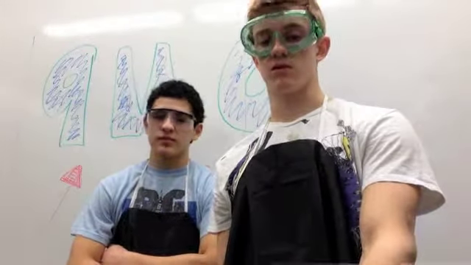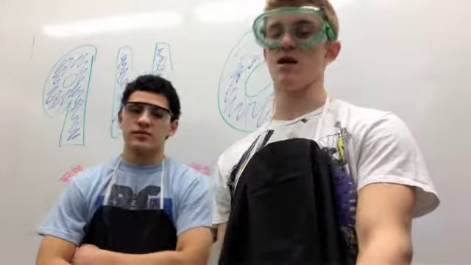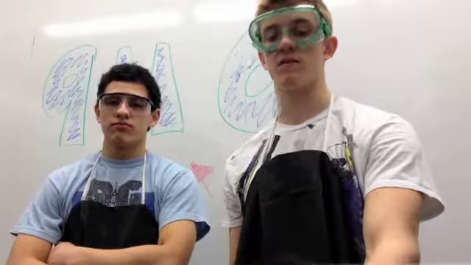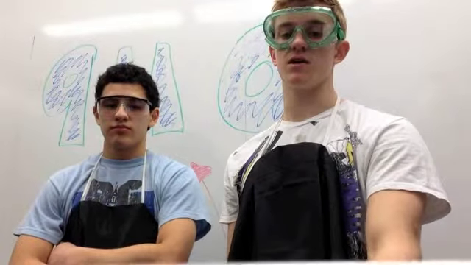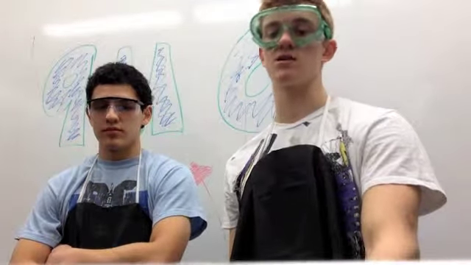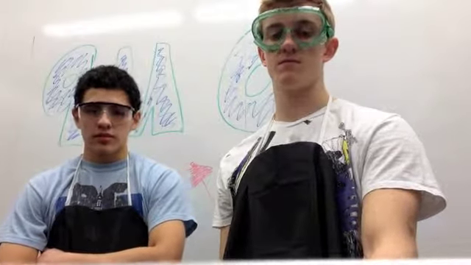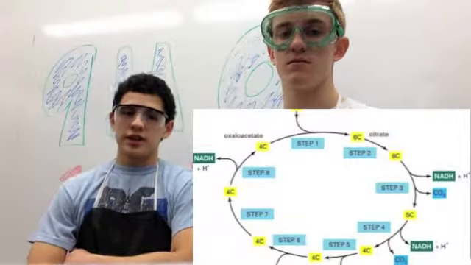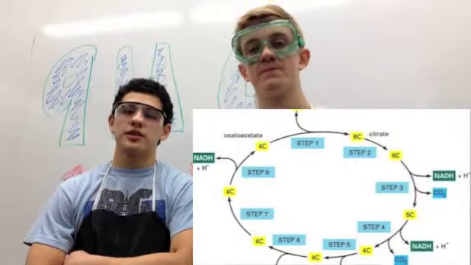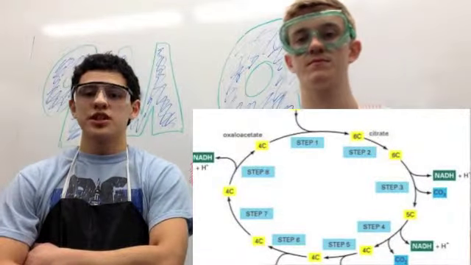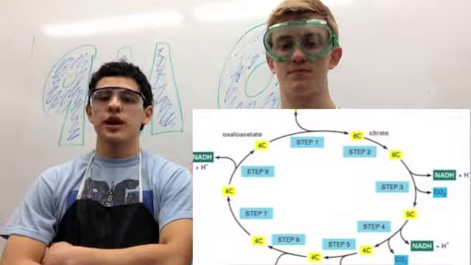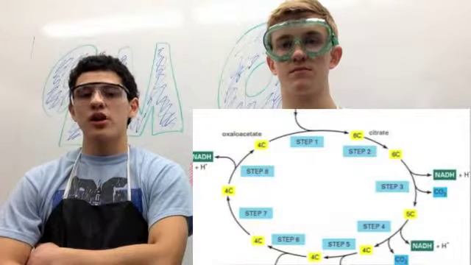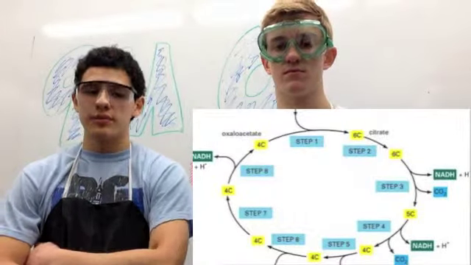The pyruvate molecules then are broken down in the citric acid cycle, which can also be named the Krebs cycle because of its discoverer, Hans Krebs. This takes place in the matrix or cytocell of the mitochondria. Now in the citric acid cycle, a pyruvate molecule is broken down and combined with coenzyme A, releasing carbon dioxide and converting NAD plus to NADH to create a 2-carbon sugar called acetyl-CoA.